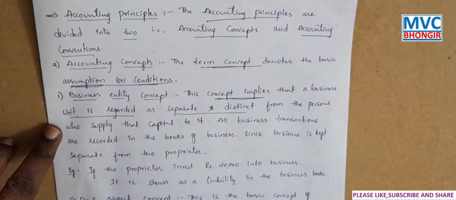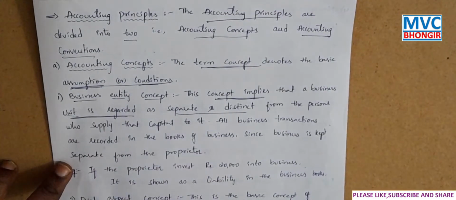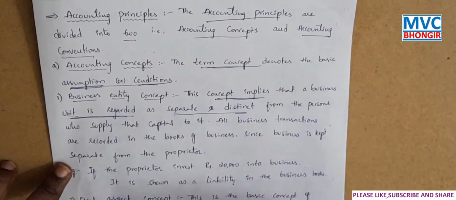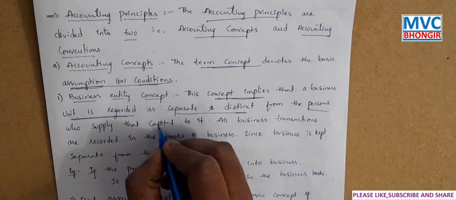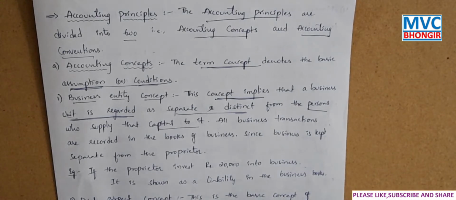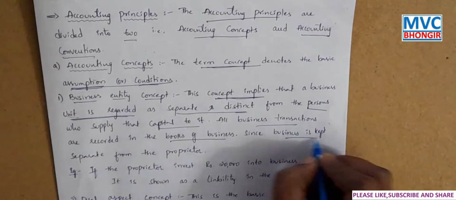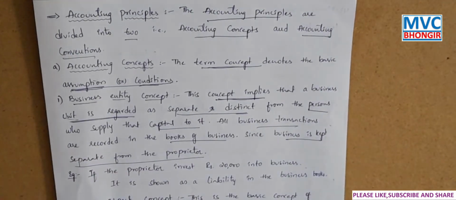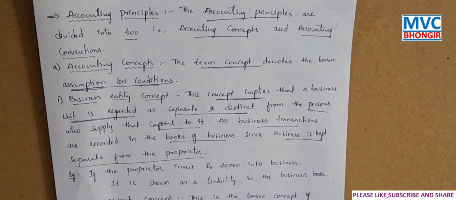This concept implies that a business unit is regarded as separate and distinct from the person who supplies capital to the business. All business transactions are recorded in the books of the business, since the business is kept separate from the proprietor. Here we have to see the two aspects: the business is separate and the person is separate.